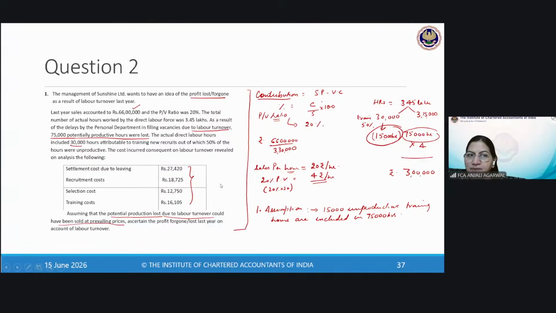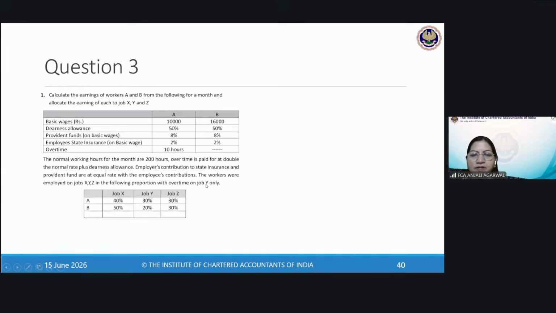If you find it as part of the 75,000 hours, then you will take your answer 3 lakh plus 27,420 plus 18,725 plus 12,750 and 16,105. But if you find them separate, then 3,60,000 plus all these 4 figures. So this was about labor turnover.